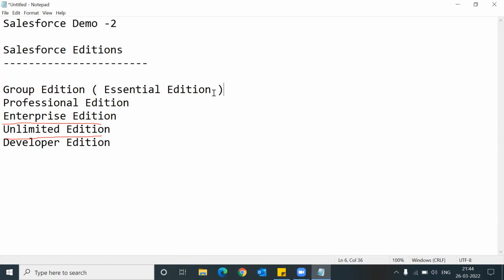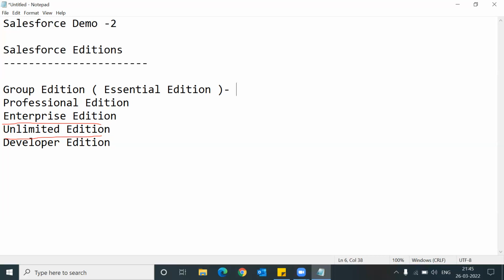Every edition looks and feels the same. If you open all the editions on different systems, you cannot recognize which one is professional, which is group, and which is enterprise without going to the proper place. In one shot you cannot find it. So why Salesforce? Let me tell you the cost.